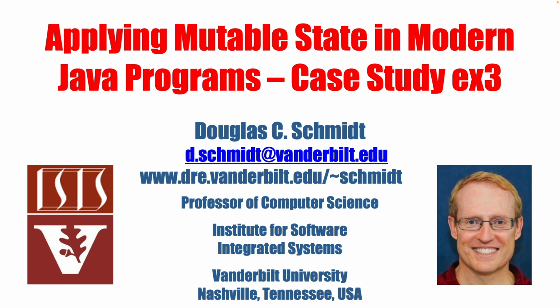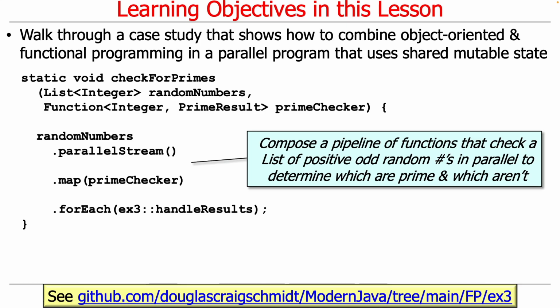So we're going to talk now about how to apply mutable state in modern Java programs in the context of case study ex3. This case study will show how to combine object-oriented and functional programming in a parallel program that uses shared mutable state. And it will do this by composing a pipeline of functions that check a list of positive odd random numbers in parallel to determine which ones are prime and which ones aren't prime.